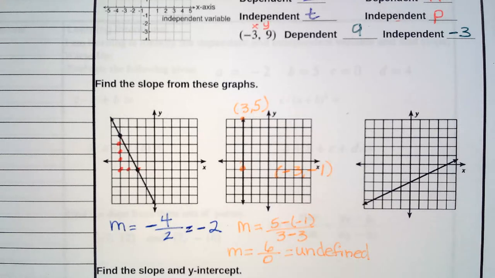What if it's perfectly horizontal? If it's perfectly horizontal, is it a positive slope? No. Is it a negative slope? No. What number is between positive and negative? 0. So if you have a perfectly horizontal slope, it is a slope of 0. Perfectly vertical will always be undefined.